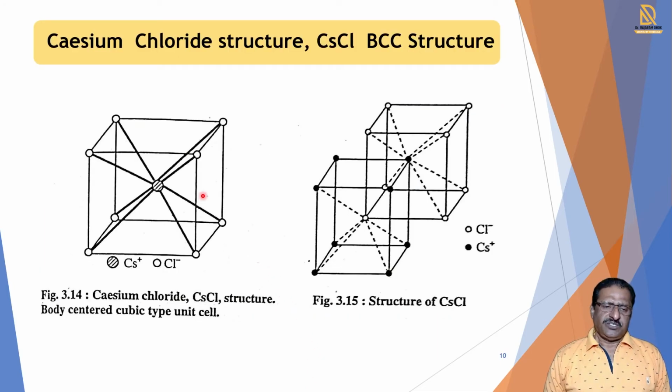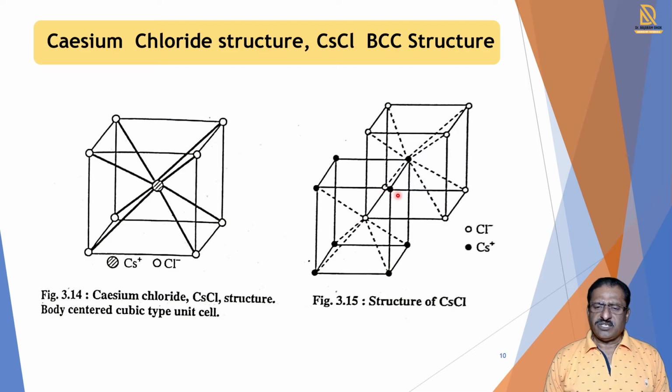You see this structure, shape of CsCl or BCC. Here at the center, here dark colored Cs plus is shown, and at every corner of the cube, here light colored or hollow chlorine ions are shown. Now you see here one Cs is surrounded by these 8 Cl ions.